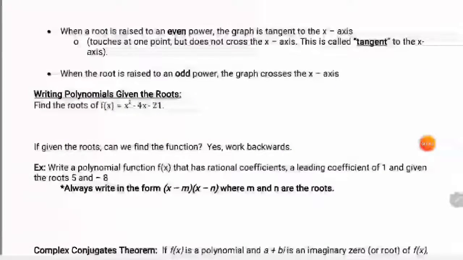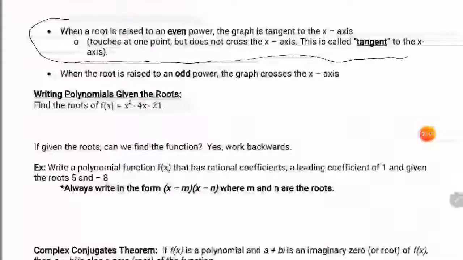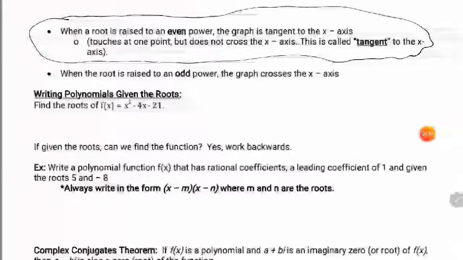So let's go back to our notes. So that's what this kind of stuff is talking about. And it also tells you if a root is raised to an even power, then the graph is tangent to the x-axis. So once again, it touches at one point, but does not cross. If it's an odd power, then the graph crosses the x-axis. That's just something to look at.